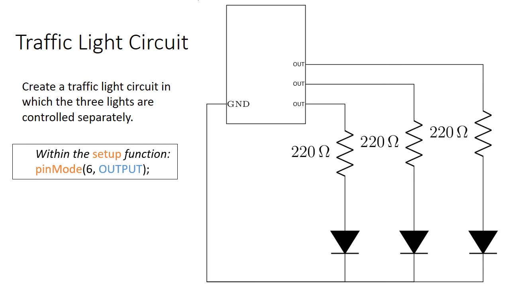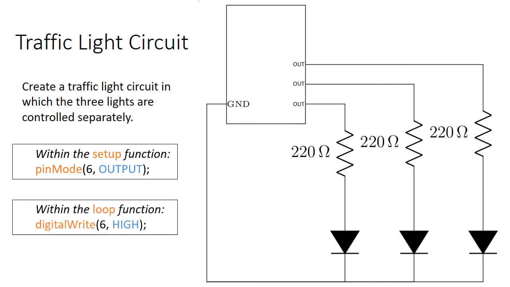So within the setup function, we have to set them up and indicate that those are output pins. And here's an example of one of the pins that you could set up that way. And then within the loop function, then we can write to them. So these are the basic tools that we want to use.